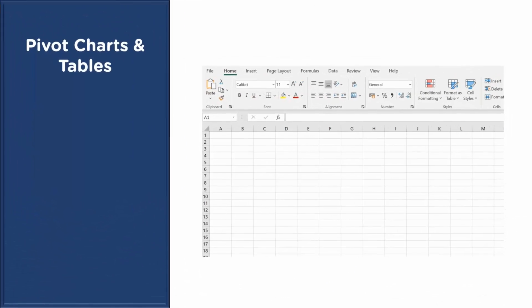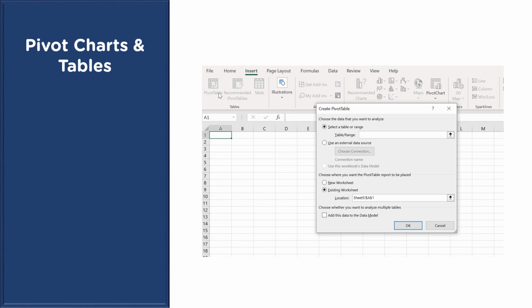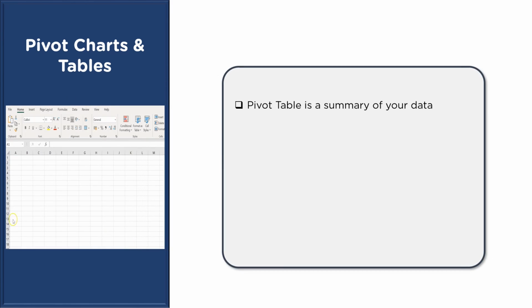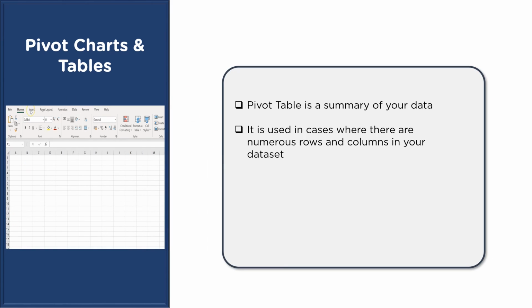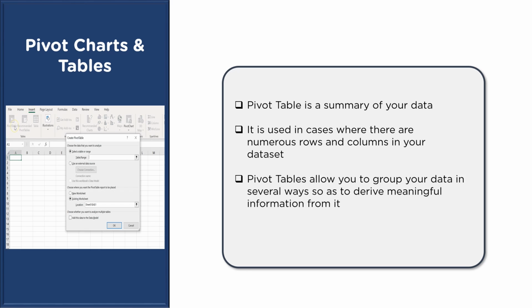Now let's learn about pivot charts and tables, which is one more very useful feature of Excel and which allows you to work with your data or perform data analysis. Now pivot table is a summary of your data. It is used in cases where there are numerous rows and columns in your data set, and it allows you to group your data in several ways so that you can derive meaningful information from it. Now the visual representation of a pivot table is termed as a pivot chart.